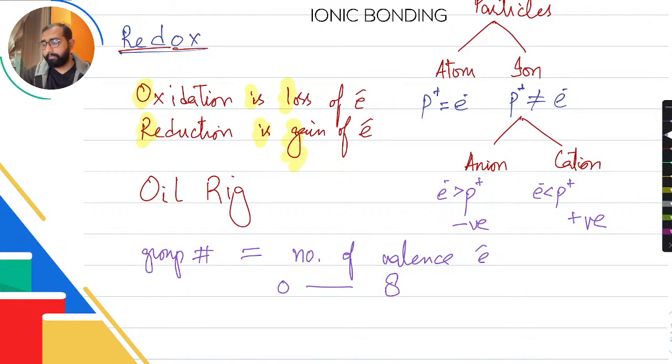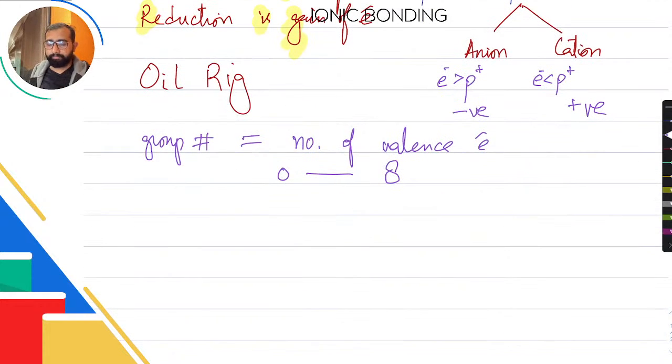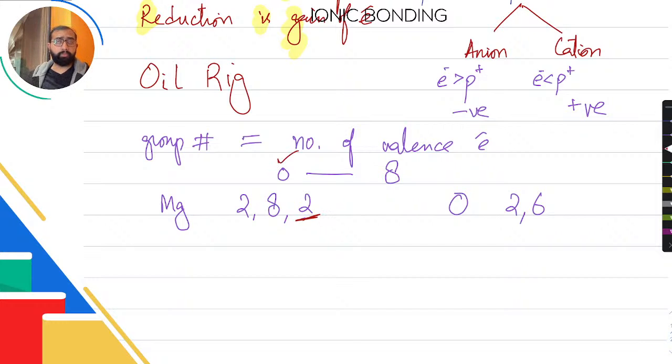Let's take a simple example. Let's say we have magnesium, and magnesium is 2, 8, 2. And we have an oxygen atom. Oxygen has 2, 6. That is the configuration, how the electrons are arranged. Now magnesium has 2 in the last shell. It's in group 2, so it would like to go to 0, right? Because 0 is closer to 2 than 8. So it loses these 2 electrons.